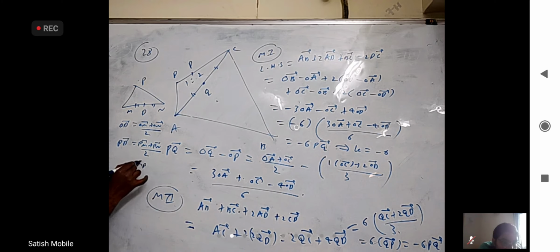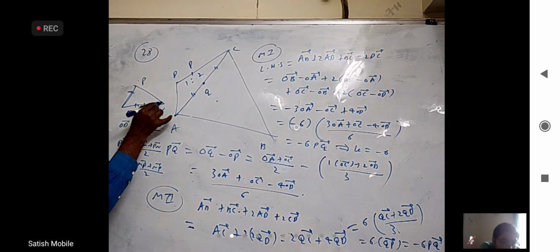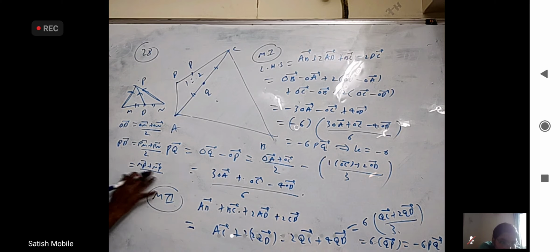Let us say I reverse these two. If I have (MP bar plus NP bar) by 2, what should I write? MP bar plus NP bar will be from the midpoint, if you join, it will be DP bar. If I bring this side, I can write 2 DP bar, reversing all these things. Is this okay? That's what I have done here.